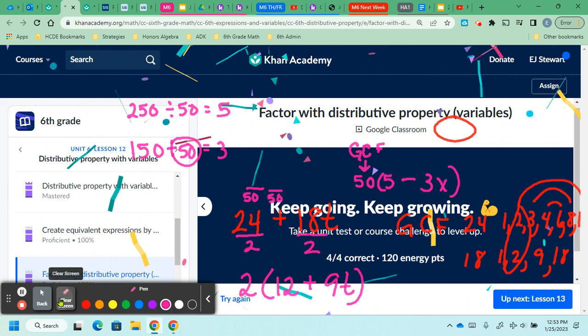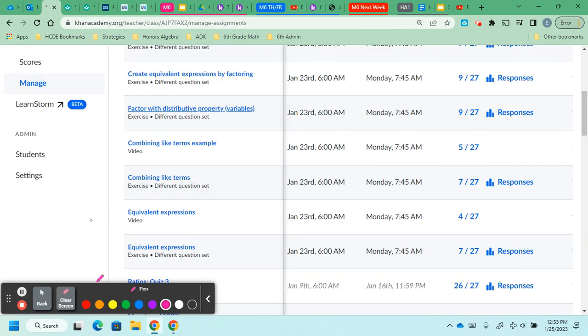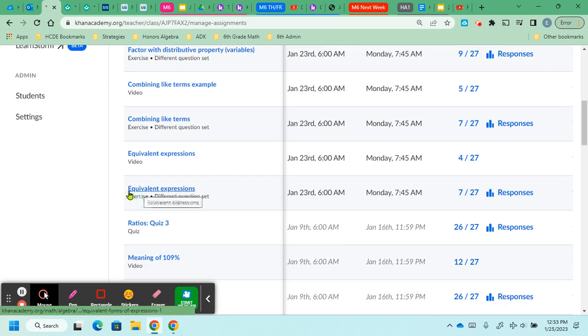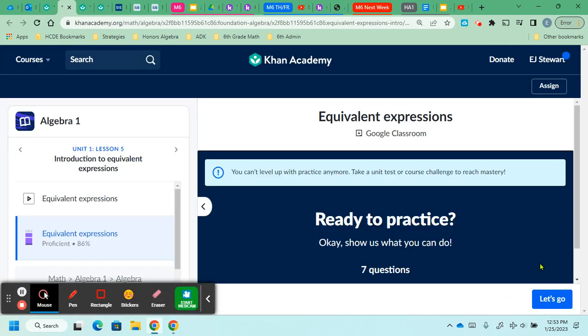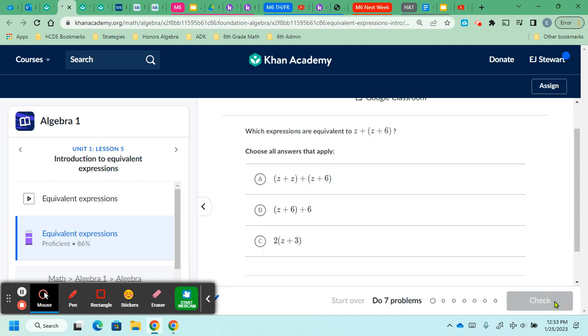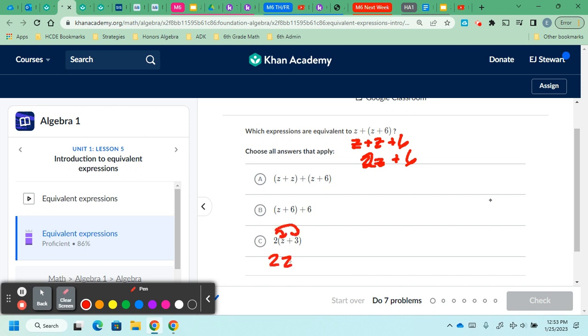Yay, all 4 of those are done. Let's see, one more that y'all might have trouble with. Equivalent expressions. That one shouldn't be too much of a problem. I've got 2 times z plus 3, so 2z plus 6. If I distribute here, I've got 2z plus 2 times 3 is 6. Here I have z plus 12. Nope. And here I have 3z plus 6. So only C.